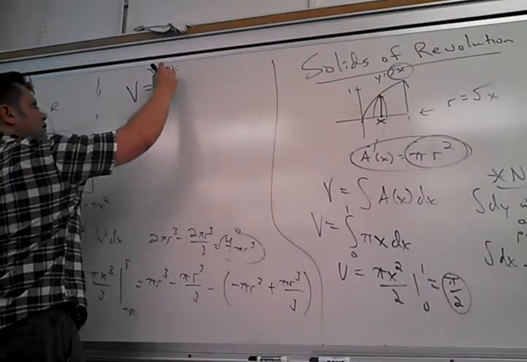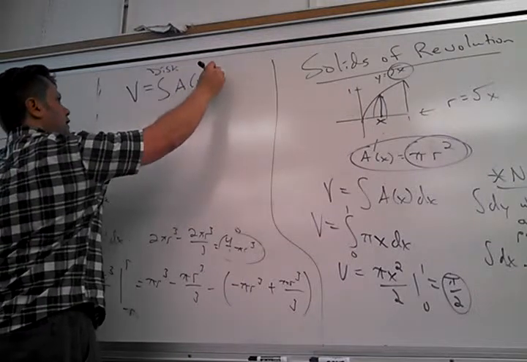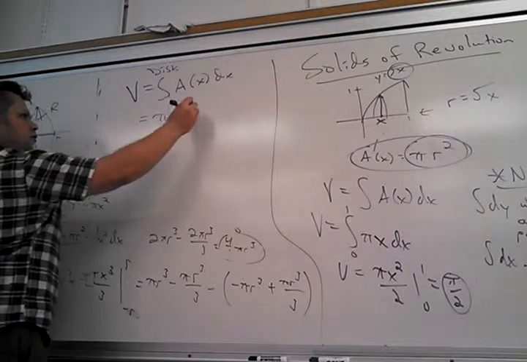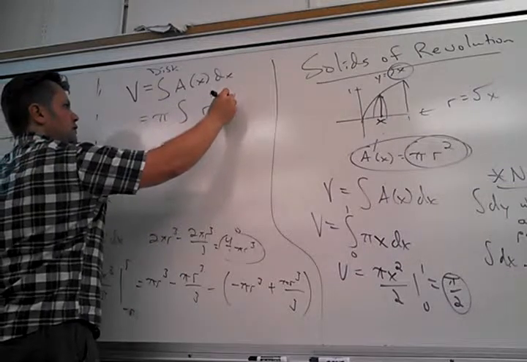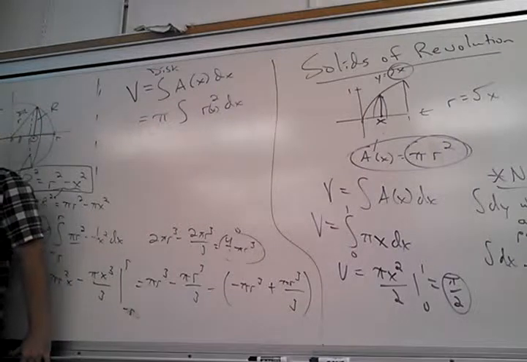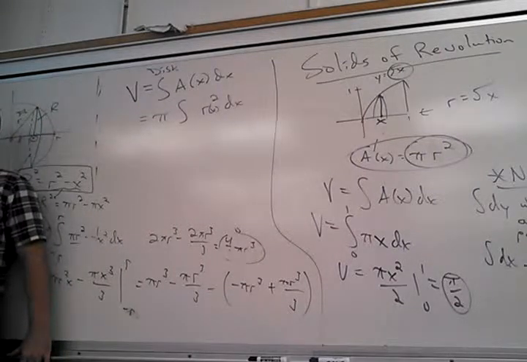So for the disc method, it all boils down to finding out what the area is. It's always going to be pi times the integral of whatever the radius is squared, and the radius itself is going to be some function of x. So it all boils down to, can you figure out what the radius is?